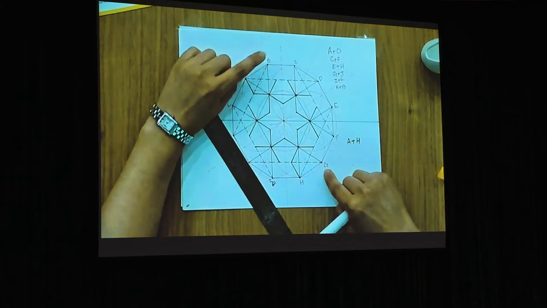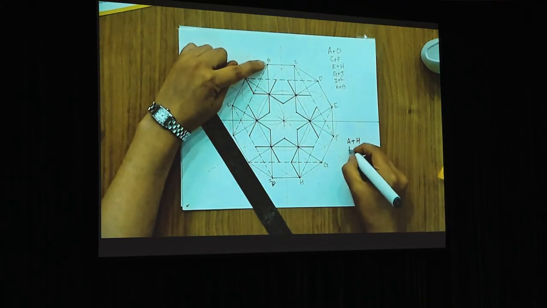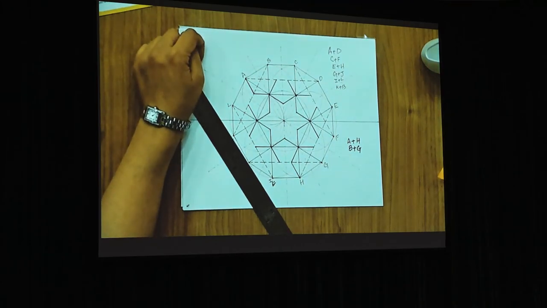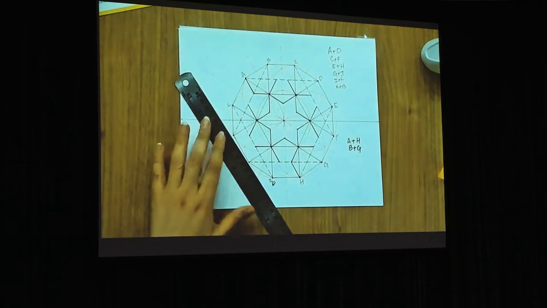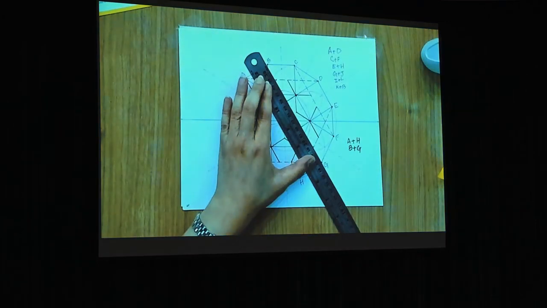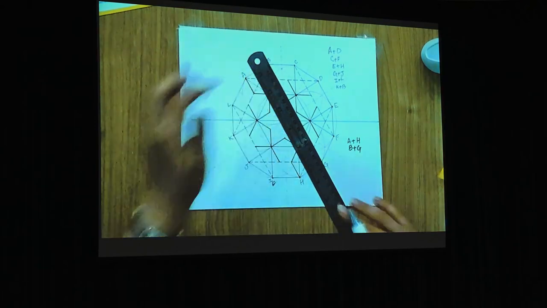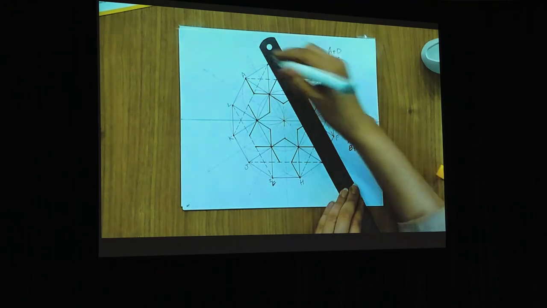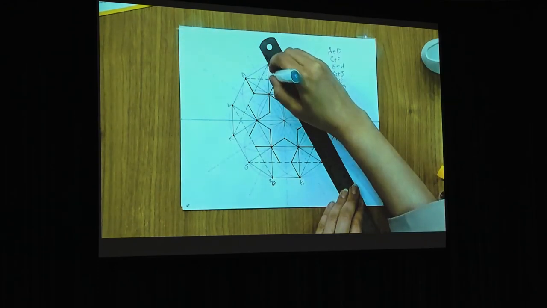Now we do B and G. Okay, B and G. Actually, a little bit like this. So B and G, again, two straight lines.